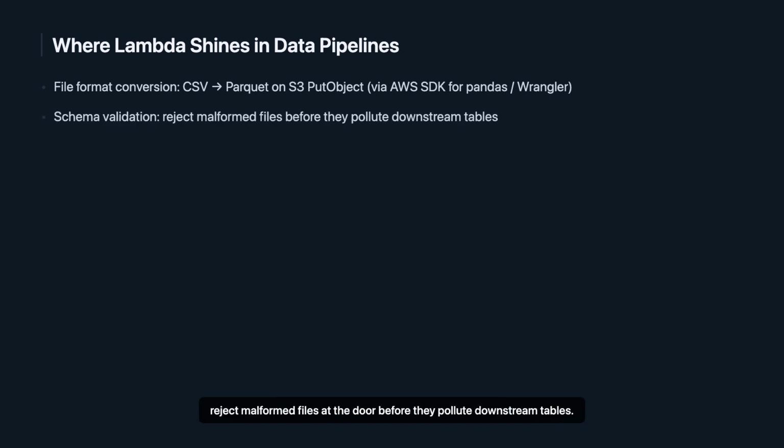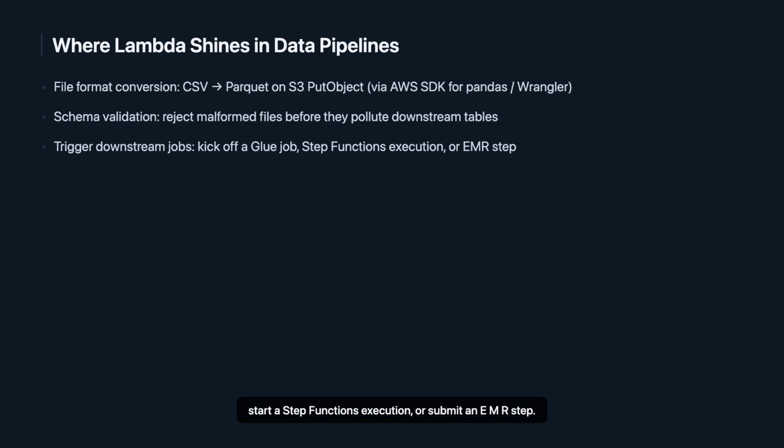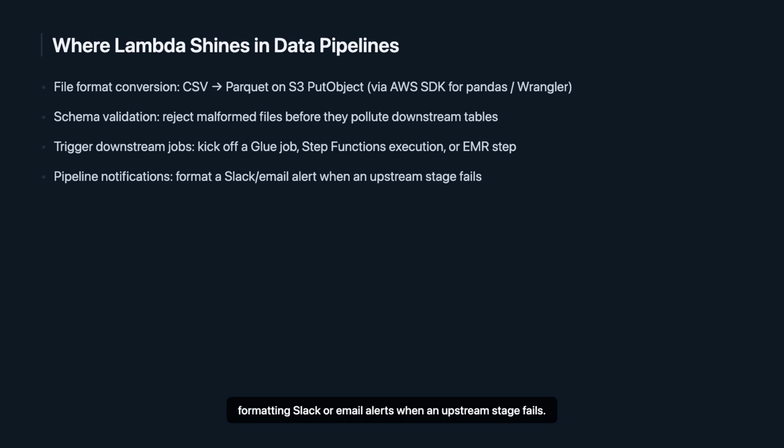Reject malformed files at the door before they pollute downstream tables. Lambda is also the natural trigger for downstream jobs. It can kick off a Glue job, start a step function's execution, or submit an EMR step. And it handles pipeline notifications beautifully, formatting Slack or email alerts when an upstream stage fails. Past those hard limits, though, you've outgrown Lambda and need Glue, EMR, or ECS instead.